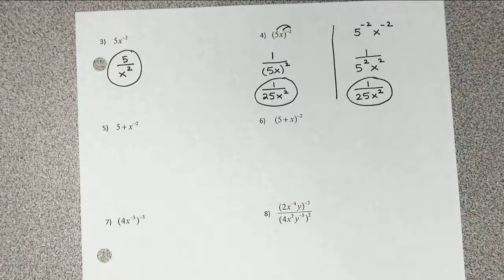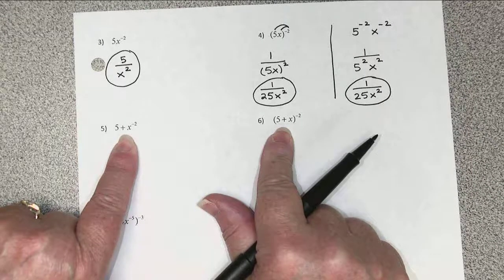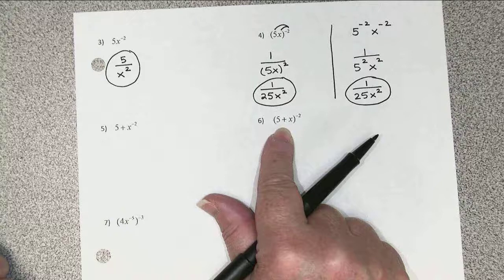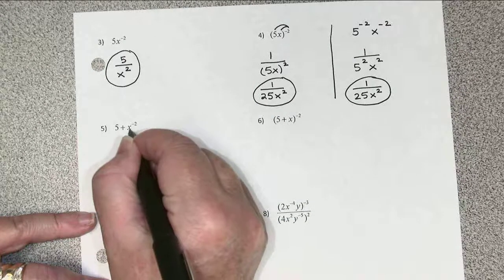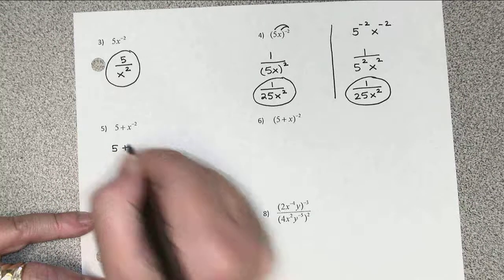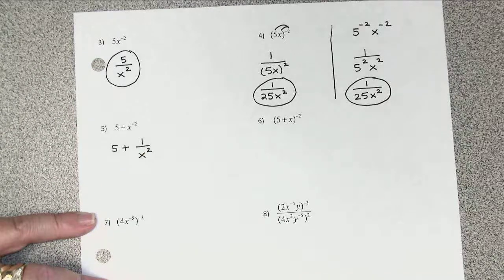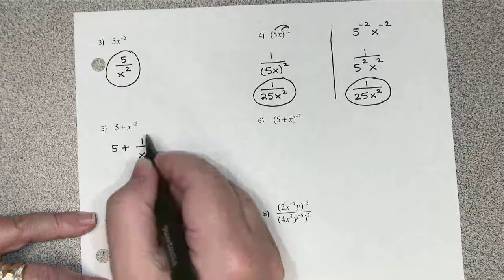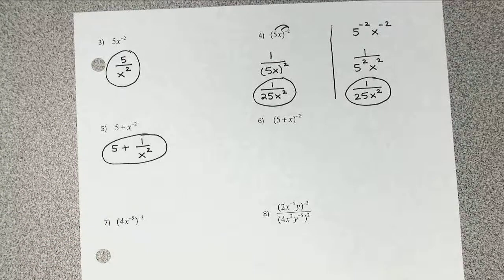Continuing with this sort of watch out for parentheses theme, in numbers 5 and 6, once again, we have similar looking expressions, but one has parentheses and the other one doesn't. Same idea. In number 5, the negative 2 only applies to the x. So I have 5 plus, and I'll change x to the negative 2 into 1 over x squared. At this stage of the game, that's all we're going to do with that. We haven't really talked about adding algebraic fractions yet. We'll do that later this semester.